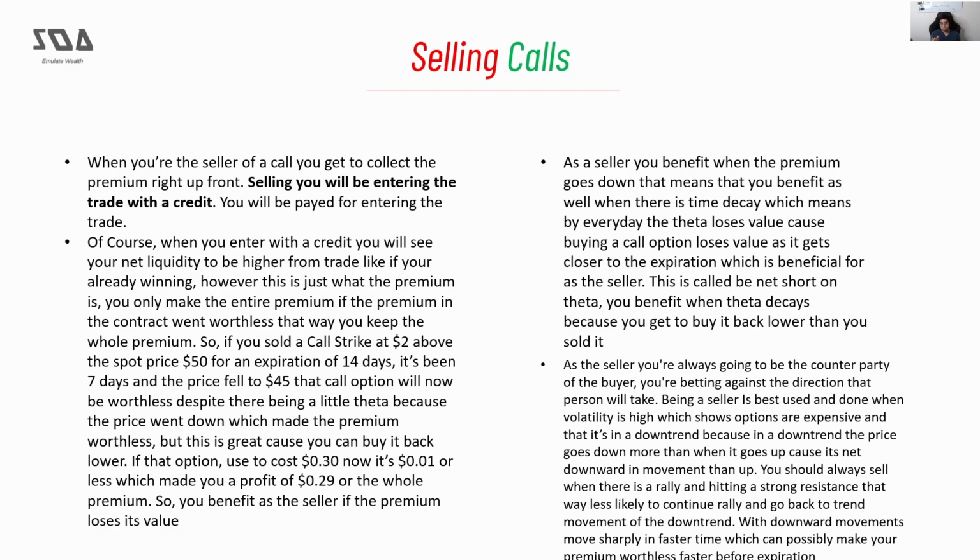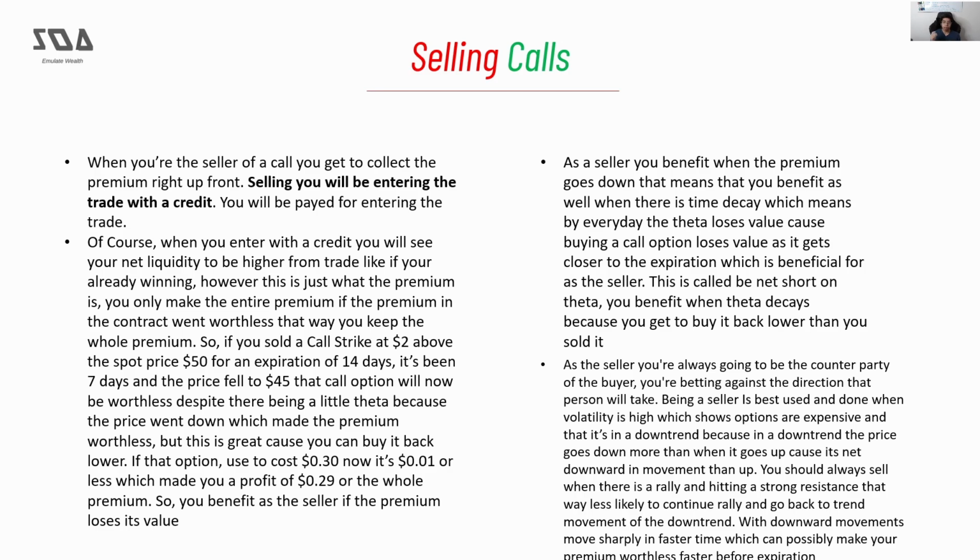So think about it. When you want to sell a call, obviously you want the time decay to be very fast. Because if it decays very fast, you get to collect the premium as the price gets lower, because you sold higher. Now, as the seller, you're always going to be the counterparty of the buyer. You're betting against the direction that person will always take if they're buying.